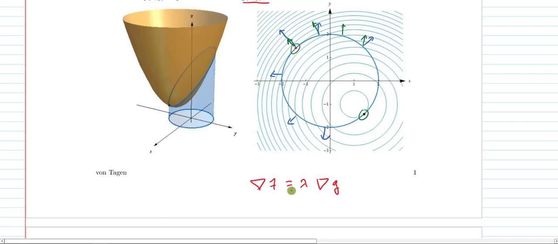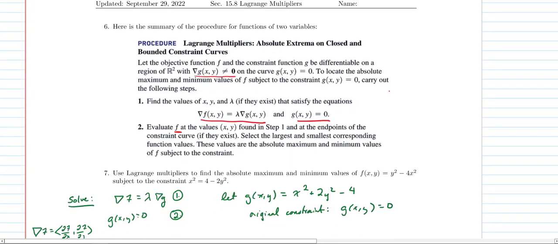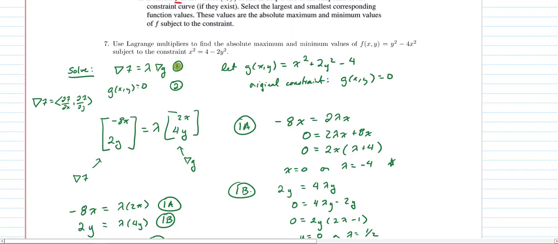the two functions, both our surface and our constraint function that we build based on our constraint information. We want to set them to be scalar multiples of each other. That's the method of Lagrange multipliers. So that gives us this statement here for our problem, and we also include our constraint function.